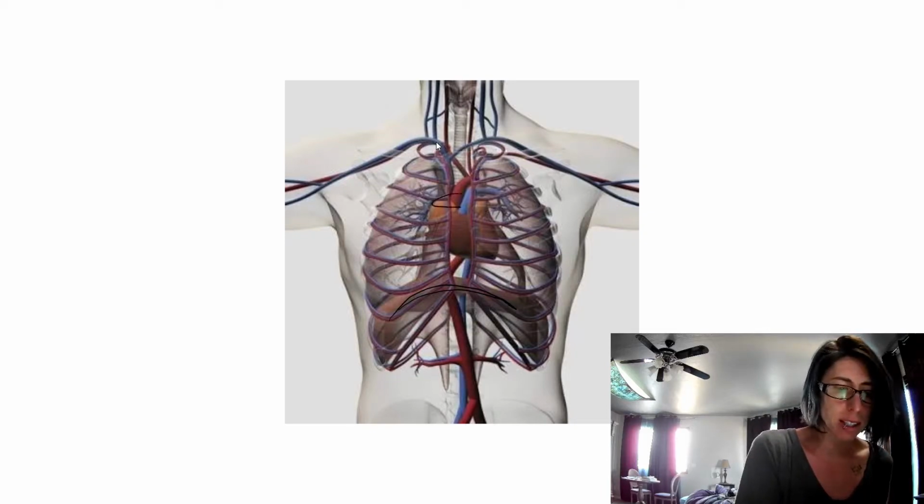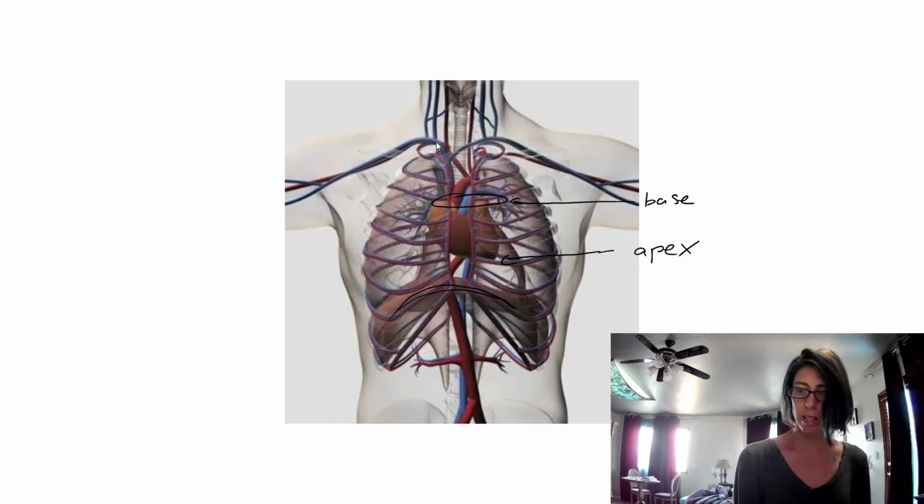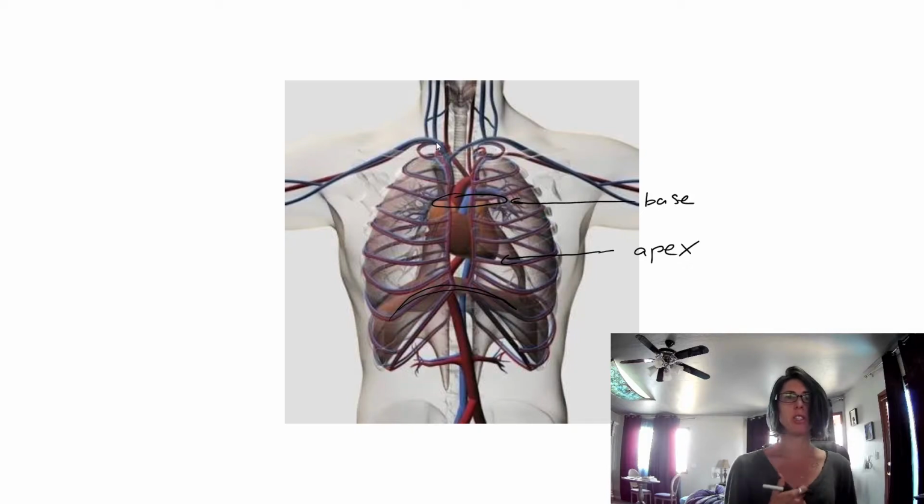The base of the heart is at the top. So that top part is considered the base. It's a wide base. And then the apex is actually at the bottom. The heart lies behind the sternum, which is this hard bone that connects the ribs. The sternum is in the center, but the heart is a little bit asymmetric.